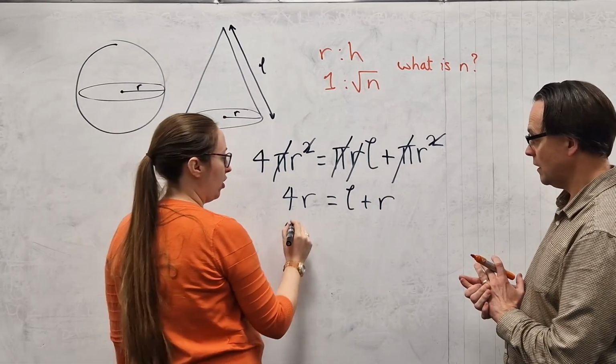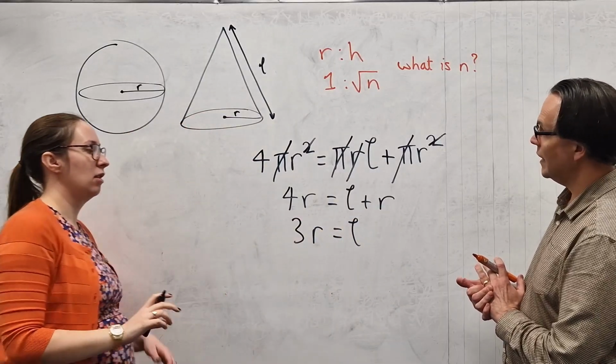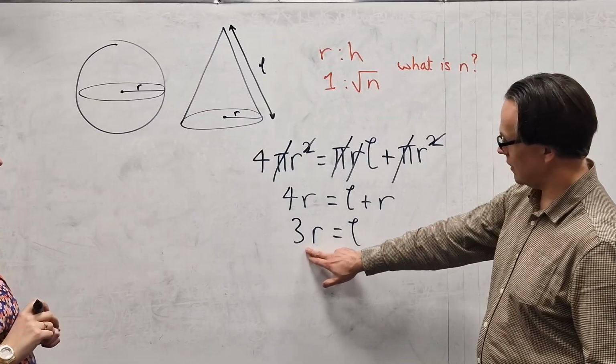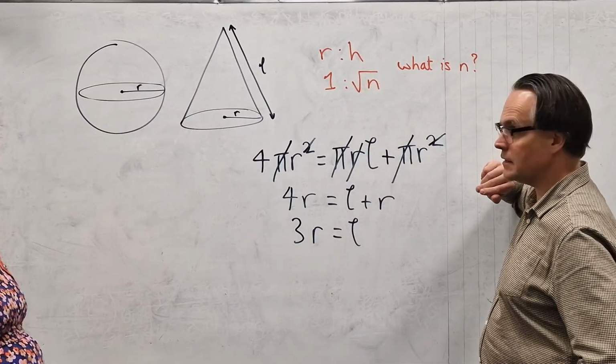So that's going to say rearrange it. Then we've got 3r equals L. We can take an r from both sides. But the problem is, we've got R and L, but our ratio here is H.